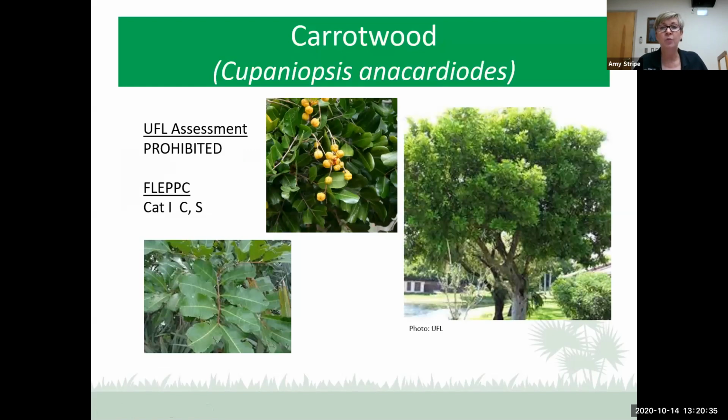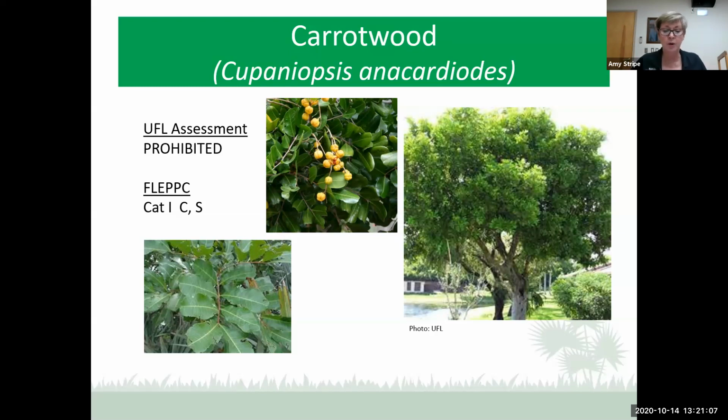All right, here's the carrotwood. We all know about this one, Cupaniopsis anacardioides. This was introduced in 1968 as a beautiful shade tree for Florida yards. And it is a beautiful shade tree for Florida yards if it would just stop reproducing like crazy. The seeds get dispersed by birds. It really alters the understory underneath it, because it shades out everything that could possibly grow underneath it. And it is tolerant of a wide range of soils.